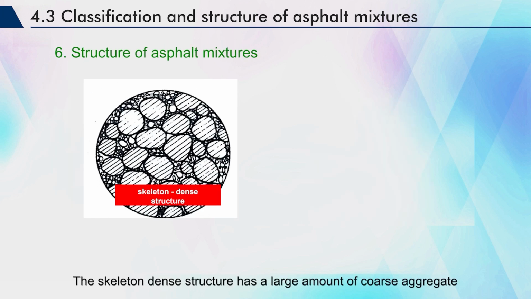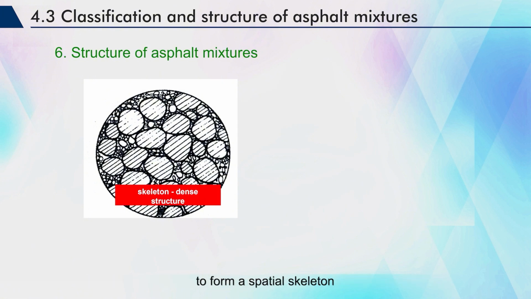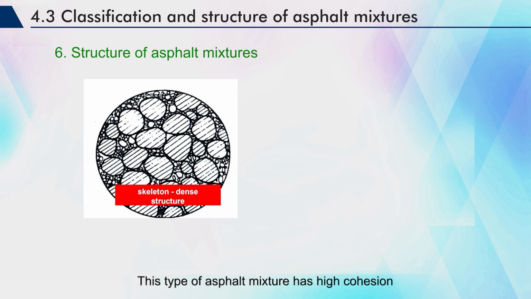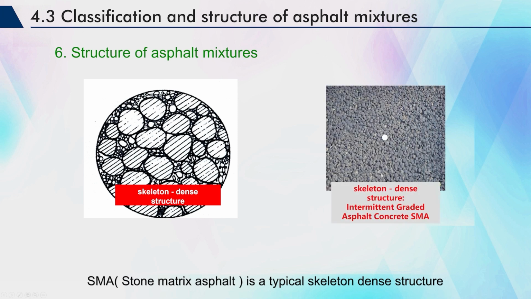The skeleton dense structure has a large amount of coarse aggregate to form a spatial skeleton, while also having enough fine aggregate to fill the gaps in the skeleton. This type of asphalt mixture has high cohesion and internal friction angle, making it the most ideal structural type among asphalt mixtures. SMA, stone matrix asphalt, is a typical skeleton dense structure.